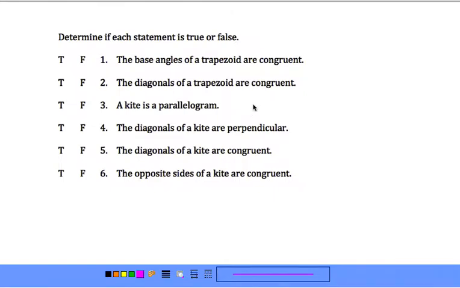This video will cover all the review that you need to understand for the Chapter 6 test coming up next class. Your test will start with several true-false questions. There are 20 of them. So here's a sample of what that will look like.